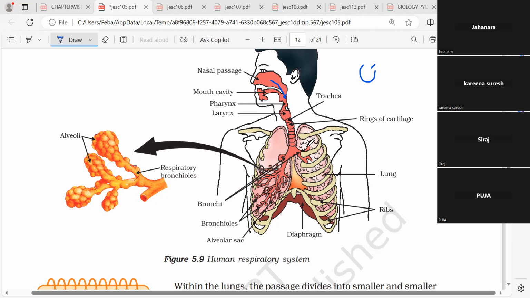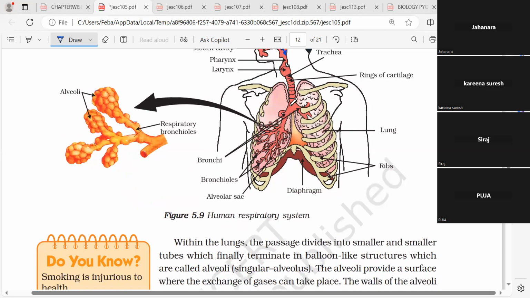In the mock paper, there was a question to write about the mucus in the respiratory passage. Most of them wrote about the mucus that is there in the stomach. Okay, it was about the mucus in the respiratory passage. So this is what you're supposed to write.